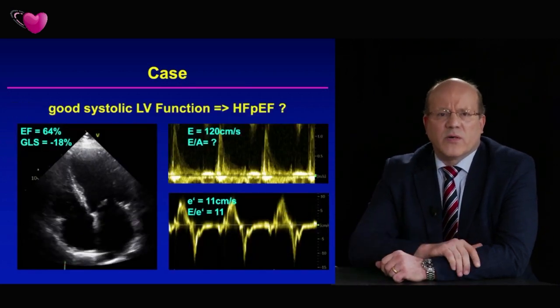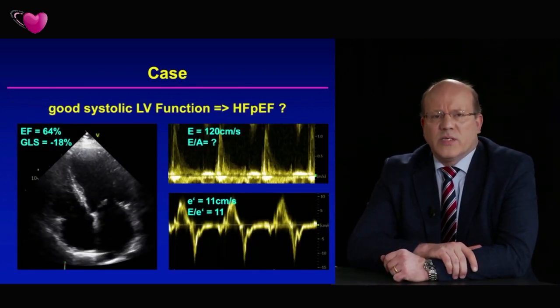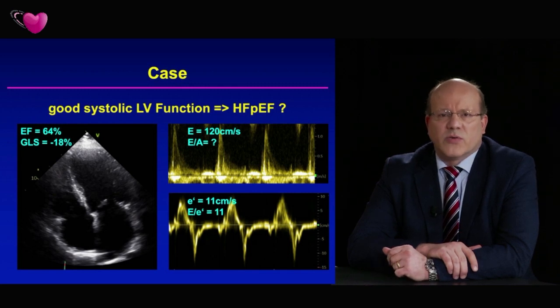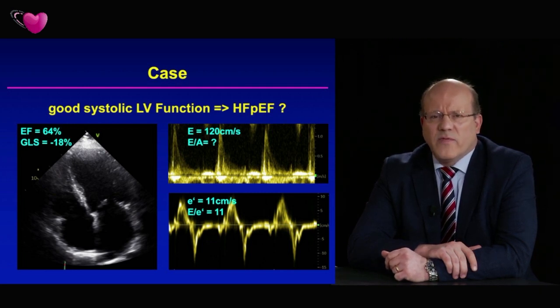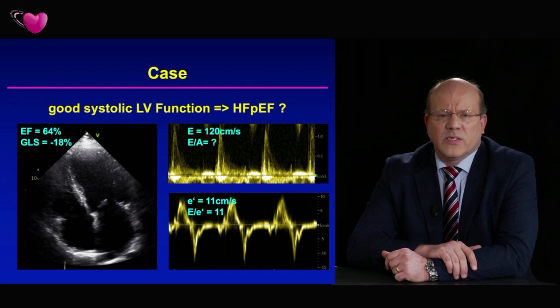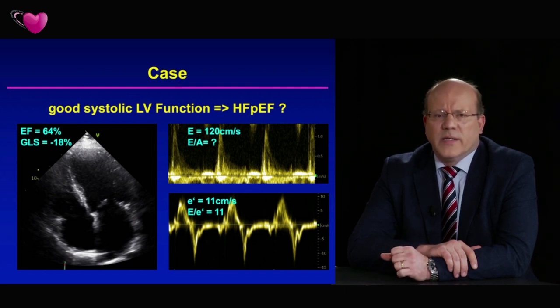And when you look at the images, then you see that the ejection fraction is good, the global strain is good. But when you look at the diastolic parameters, you notice that there's something weird going on. There's a high E wave, but the A wave is hardly visible, although this patient is in sinus rhythm. As you can see on the tissue Doppler underneath, there are definitely two peaks in diastole, but also here the A peak is very low, E prime 11, E over E prime also 11.